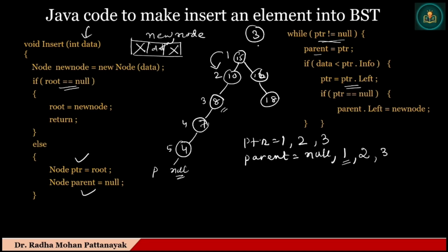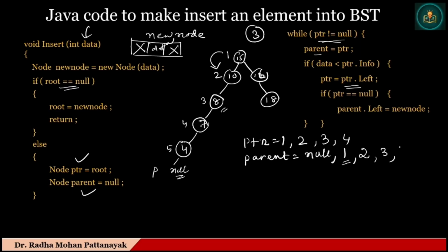Whether 8 is greater than 3? Yes, 8 is greater than 3. If 8 is greater than 3, then what do you need to do? You need to move to the left again. How will you move? By writing PTR equals PTR dot left. So now the new PTR value will become 4. Then check PTR equals null. No. Then go up again and update the parent with the new PTR value.